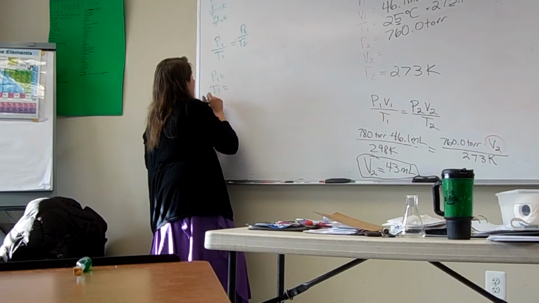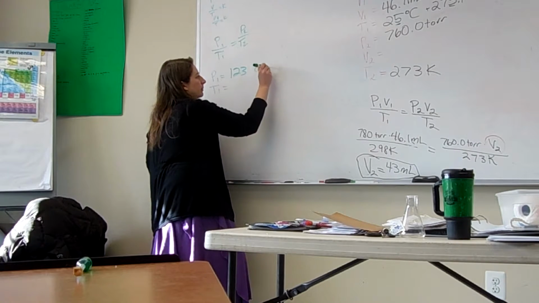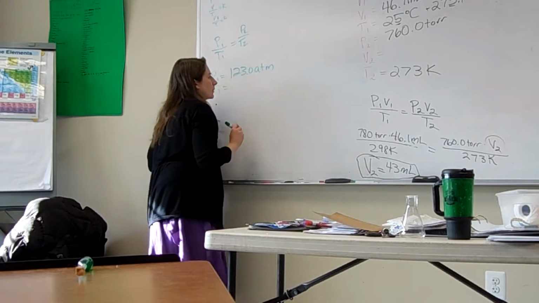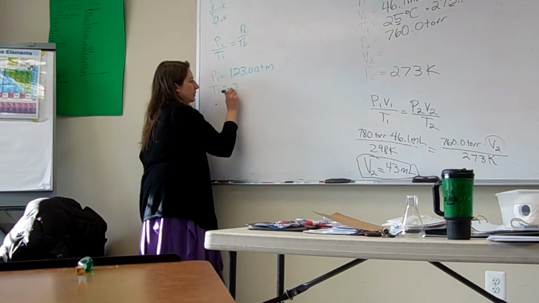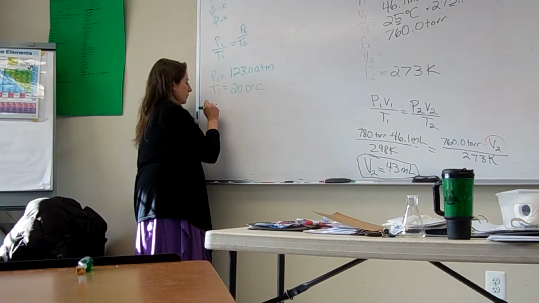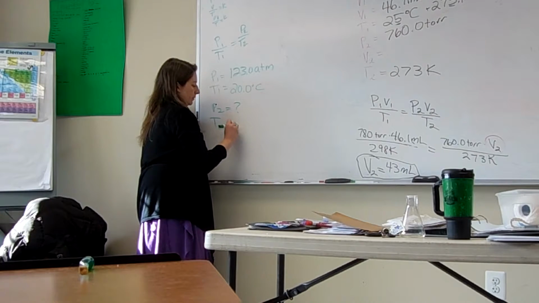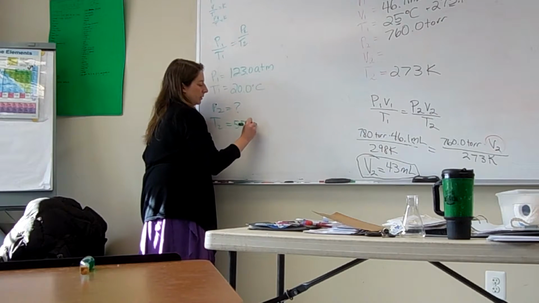Okay, so the steel container has a volume that cannot change. It's filled with 123.0 atmospheres, and it sits at 20 degrees Celsius. And then the temperature rises to 55.0 degrees Celsius. What is the new pressure?